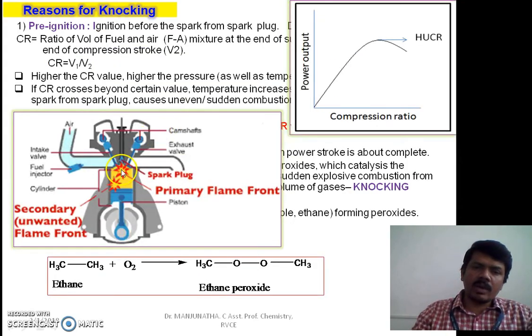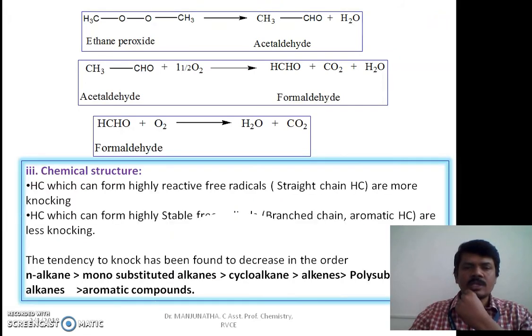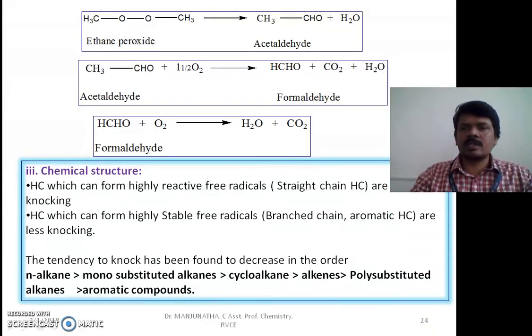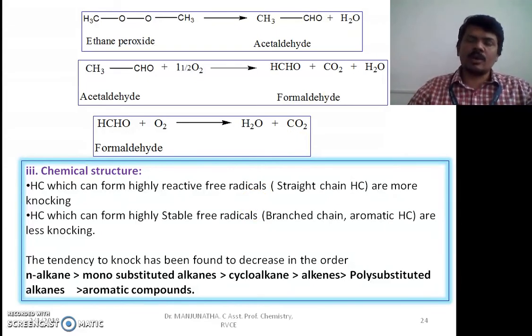This is the secondary unwanted flame front which is created because of improper fuel and air ratio. This is due to self-ignition. As I told you, the self-ignition is because of the formation of peroxides and all. And peroxides result in the formation of free radicals. We know that if free radicals are stable, then there is no explosive combustion and less knocking. If the free radicals are highly reactive, then there is highly explosive combustion and more knocking.